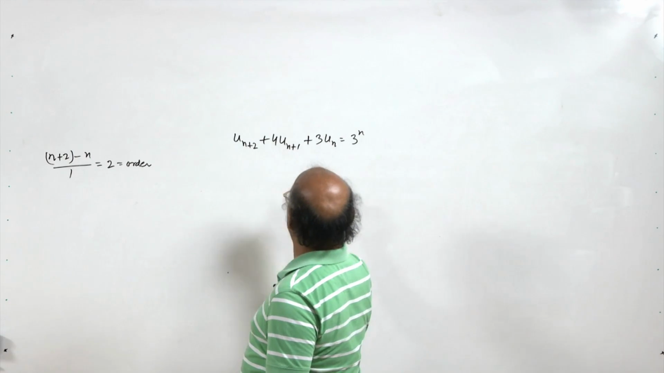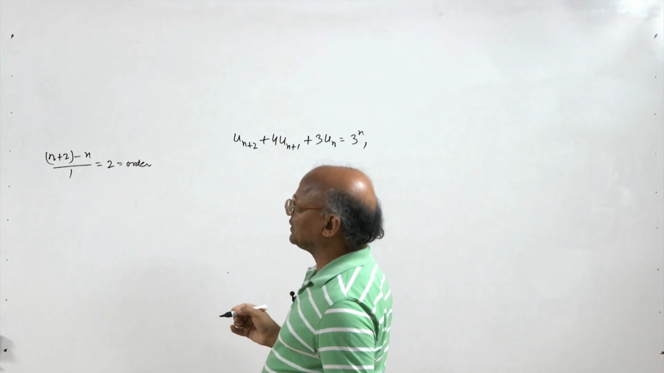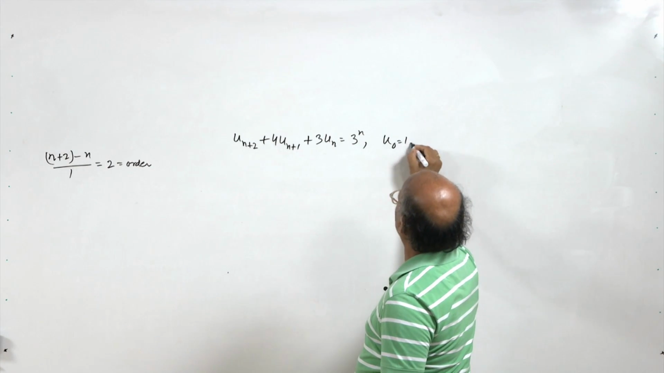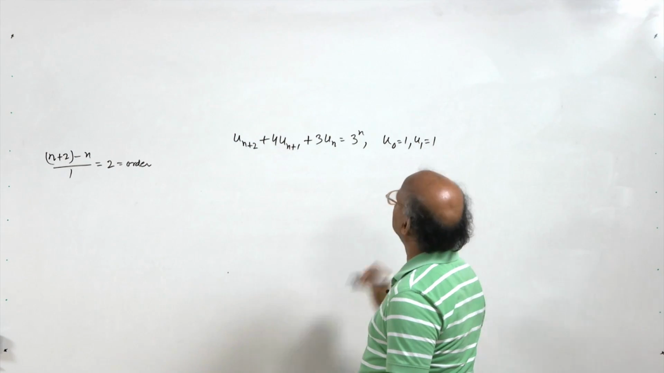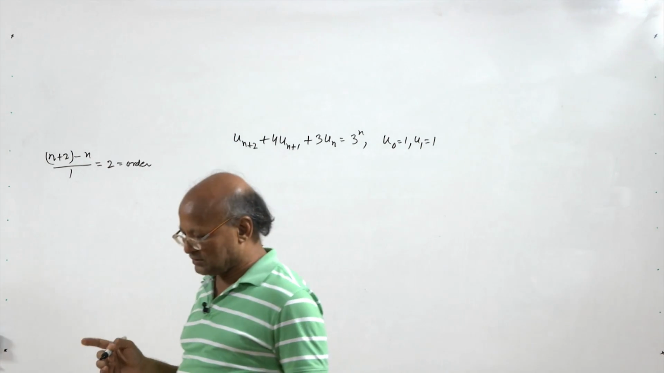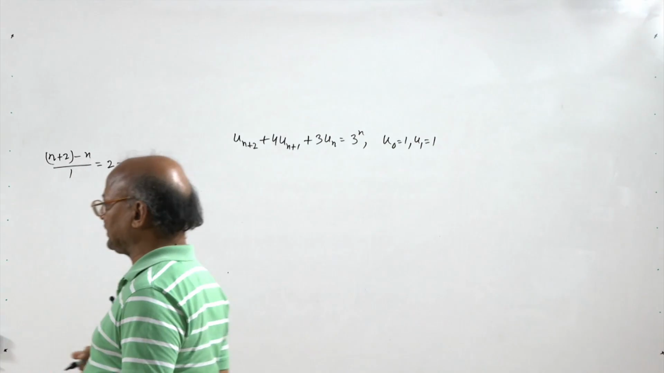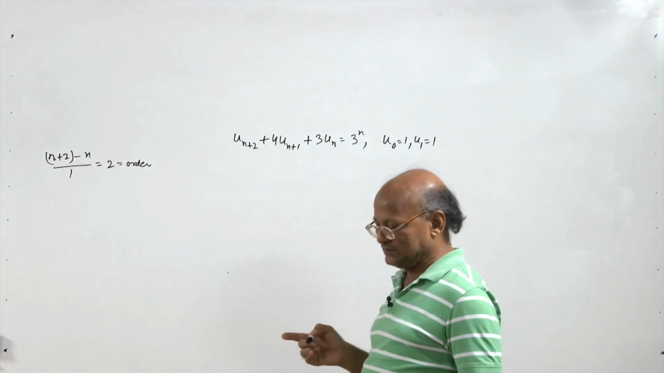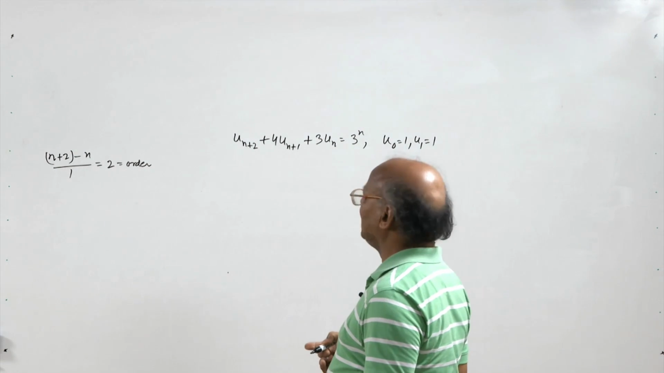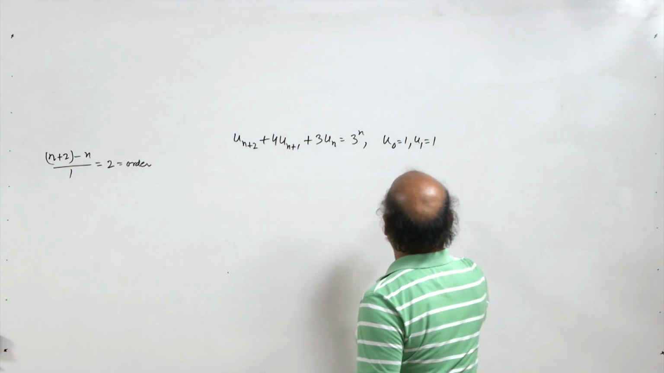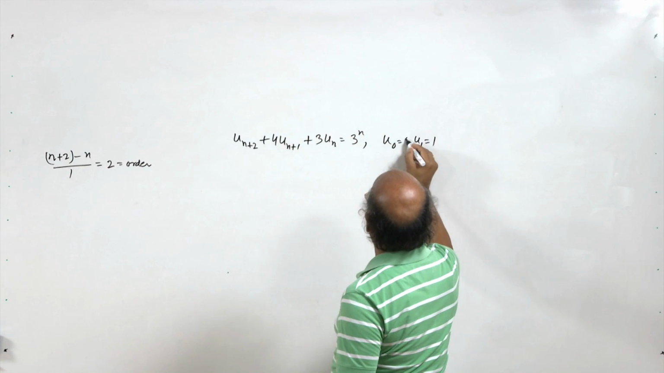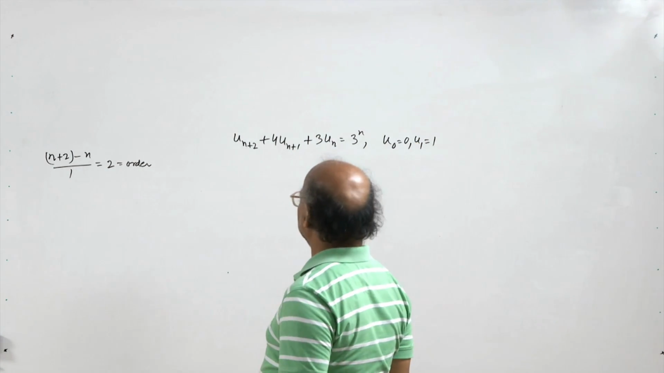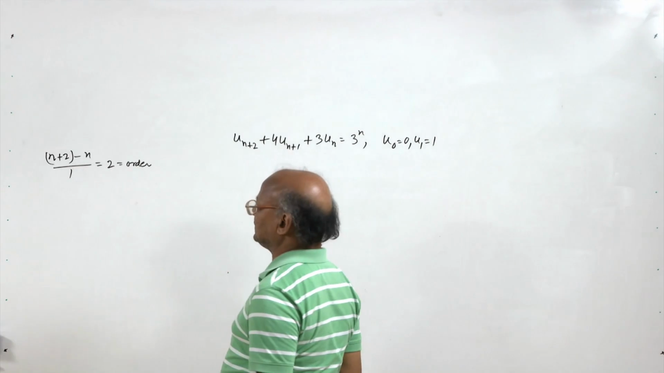Let us solve this. Here we are given the initial conditions, u naught equal to 0 and u1 equal to 1. The general solution of this difference equation will involve two arbitrary constants. To determine those two arbitrary constants, we are given two conditions, u naught equal to 0 and u1 equal to 1. So this will give us a particular solution of the difference equation.